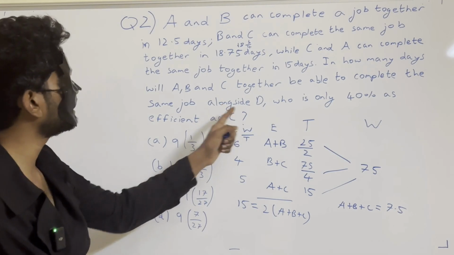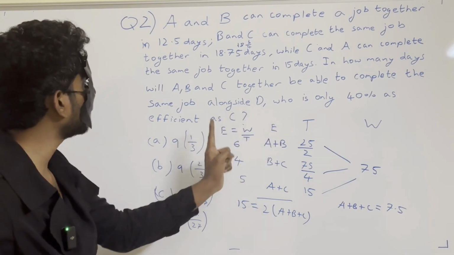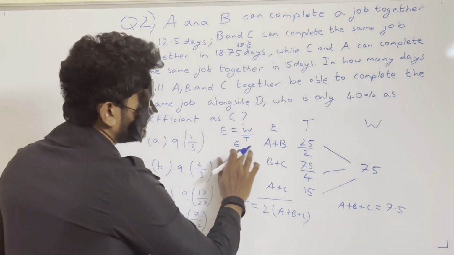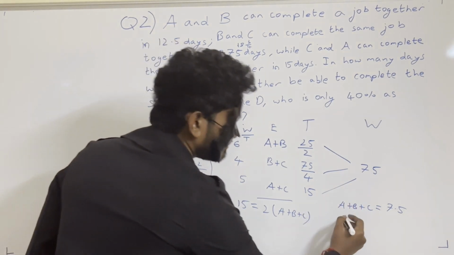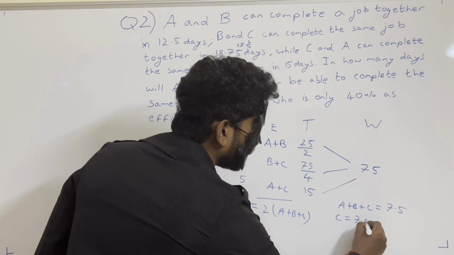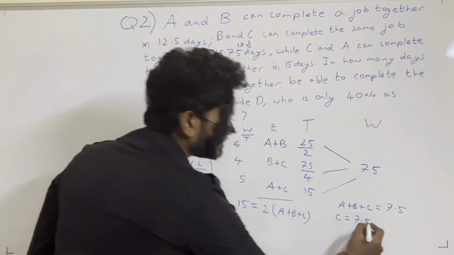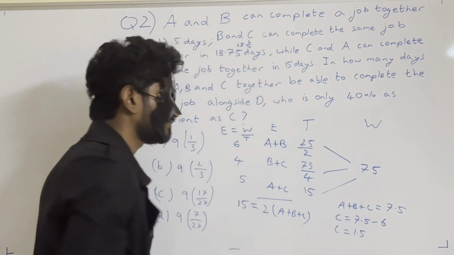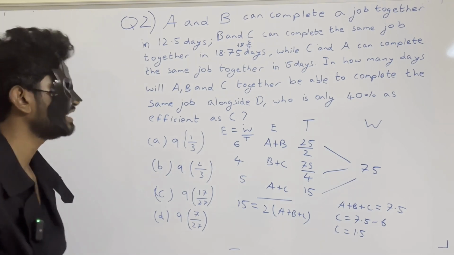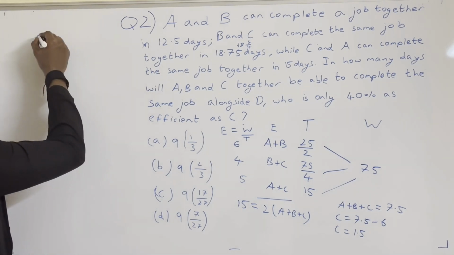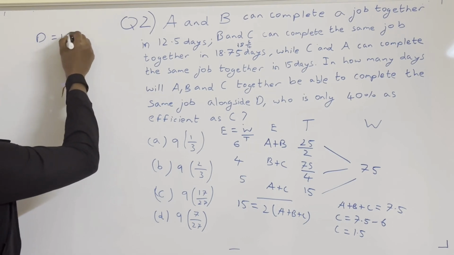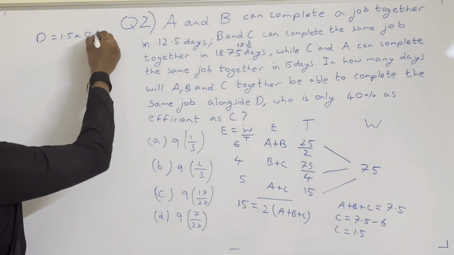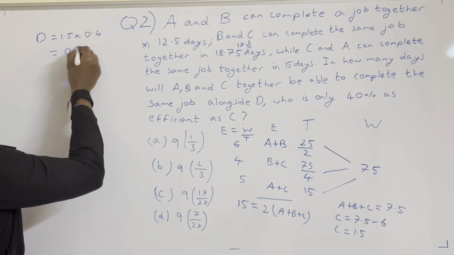And now he has given that D is 40% as efficient as C. So what is the efficiency of C? We know that A plus B is 6. So efficiency of C is 7.5 minus (A plus B), that is minus 6. So efficiency of C is 1.5. Then what will be the efficiency of D? Efficiency of D will be 1.5 into 40%, which is 0.4 times 1.5, that is 0.6.